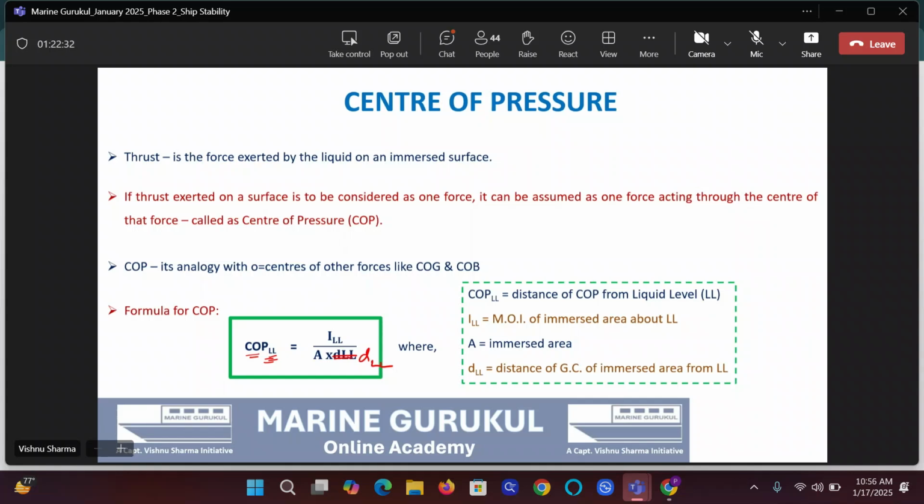Because when we do questions, what will we have to do? We'll have to draw the diagram, identify the immersed area, mark the liquid level, and then get ILL, A, and DLL, put them in the formula, and we'll get COPLL. Any questions, guys, on this? Please let me know.